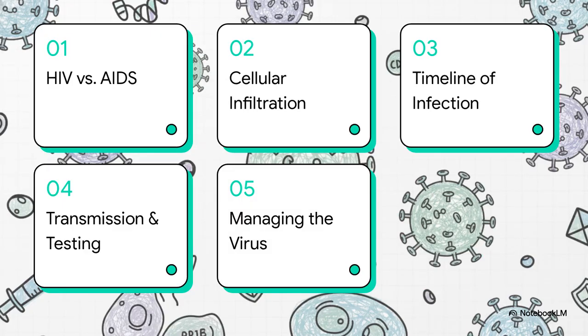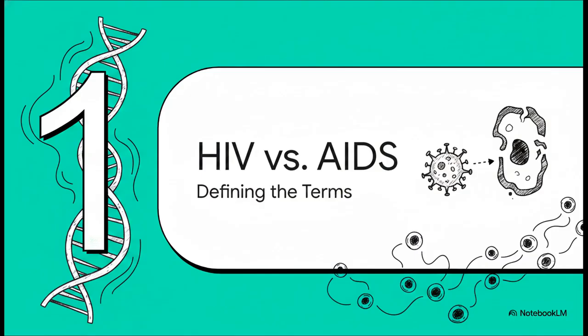Okay, so here's our roadmap for today. We're going to quickly cover HIV versus AIDS, then look at the cellular infiltration, map out the timeline of infection, discuss transmission and testing, and finally, talk about managing the virus. All right, let's kick things off with Section 1, HIV versus AIDS, defining the terms.